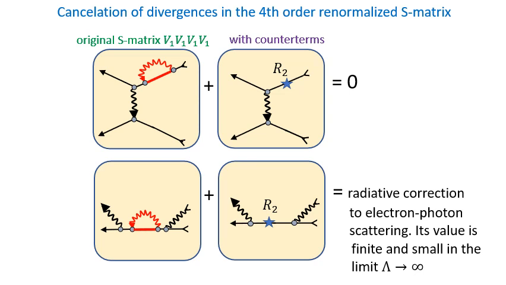Here is another situation in which the divergent loop is present in the internal line of electron-photon scattering diagram. Then the cancellation is not exact. There is a small residual term called radiative correction. These corrections are essential for achieving the good agreement with experiment, which QED is famous for.